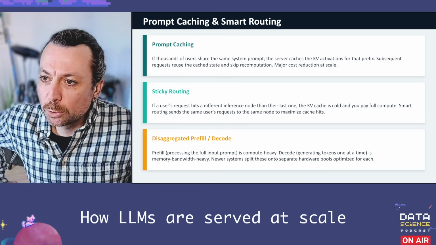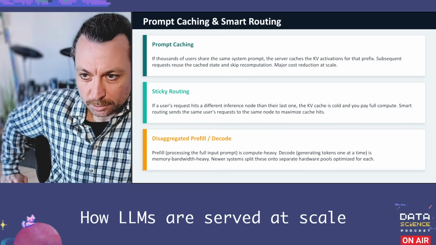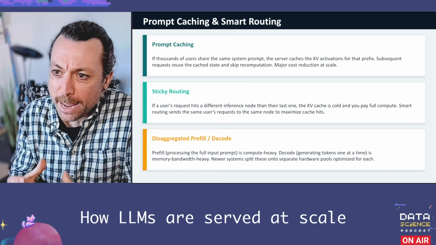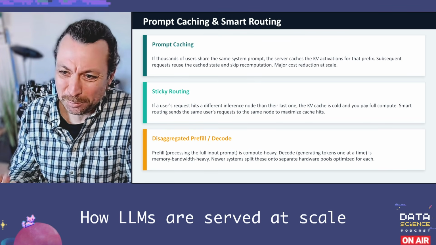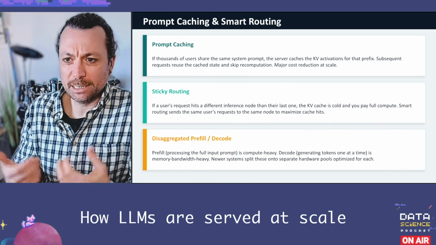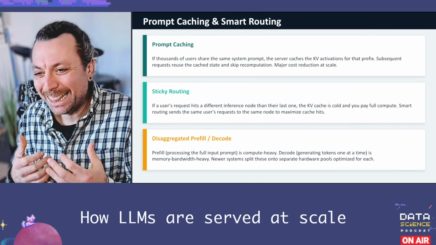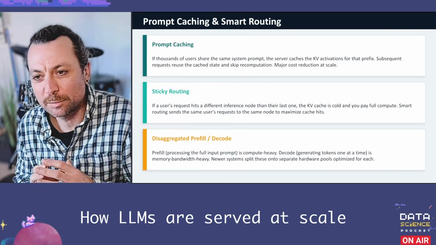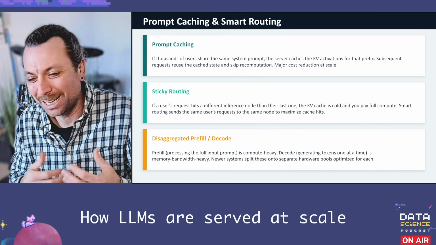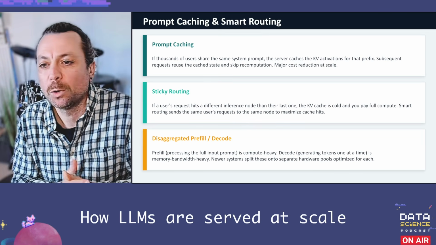Now, let's have a look at prompt caching and smart routing. So these are two very important concepts about this type of optimization that I just mentioned. Now, if you have thousands of users, and typically you do, especially when you reach this critical mass, like hundreds of millions of users using these services, okay? The chances that someone is typing what you are typing, semantically similar to what you're typing, are very, very high.